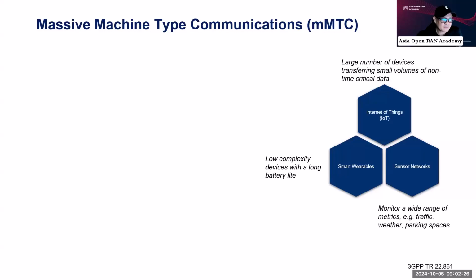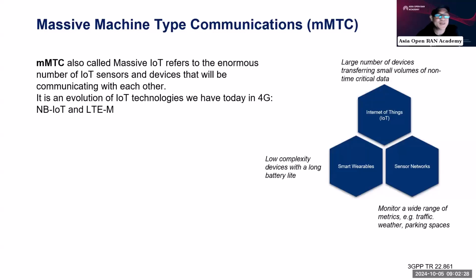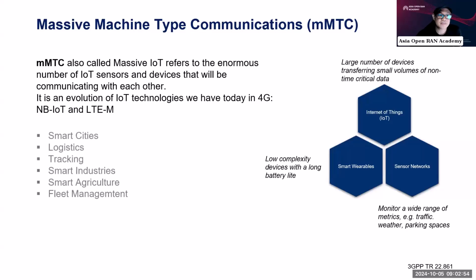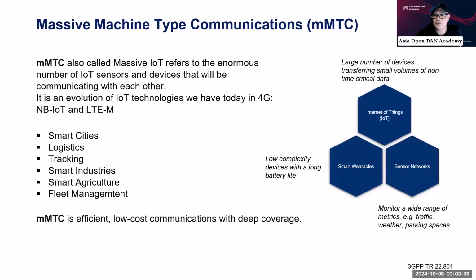Okay, so mMTC, also called massive IoT, refers to the enormous number of IoT sensors and devices that will be communicating with each other. This is an evolution of the IoT technologies that we have today. So sa LTE, we have this kind of version of mMTC. Ang tawag natin is narrowband IoT or LTE-M. We can implement this for smart cities, logistics, tracking, smart industries, smart agriculture, and fleet management. So this is an efficient and low-cost communications with deep coverage.